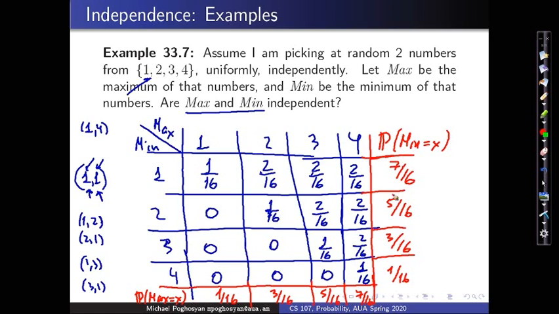These are marginal PMFs. Now, to check independence, I need to obtain that every element here, say this element, is obtained by multiplying this by that. Well, of course, this is not correct. And even more, we have zeros here, but we do not have zeros in the marginal. So we cannot obtain 0 by multiplying non-zero elements. So they are not independent. So max and min are dependent.